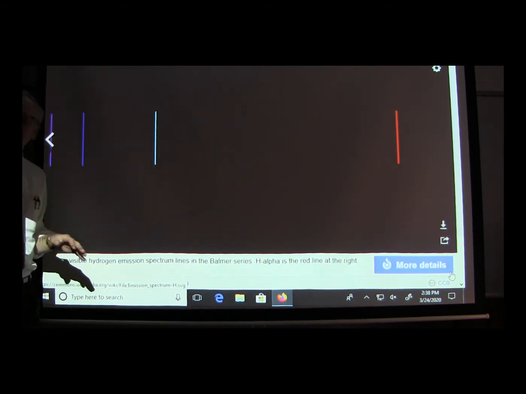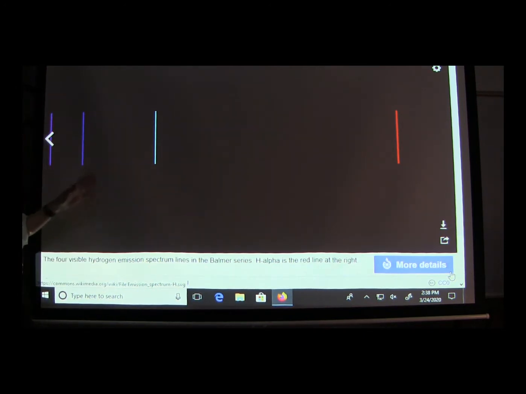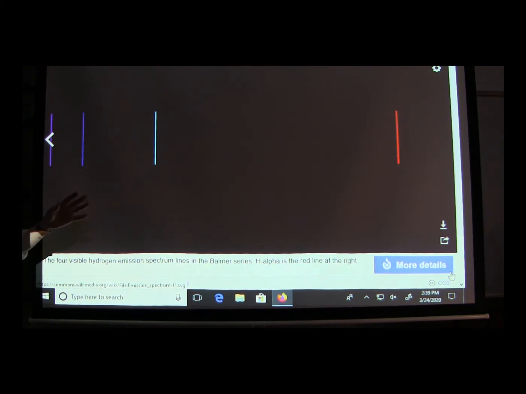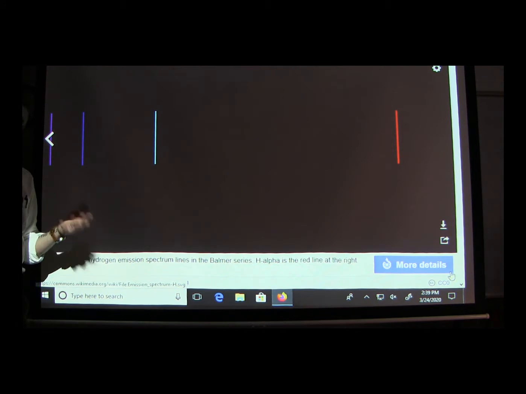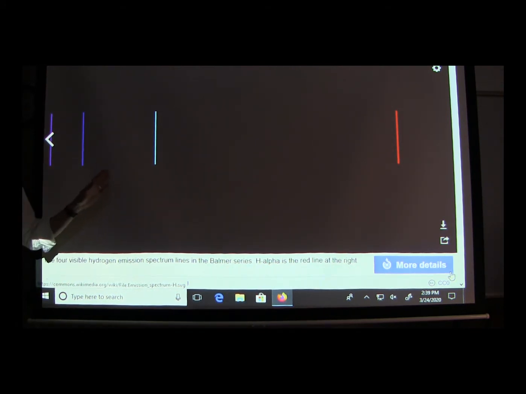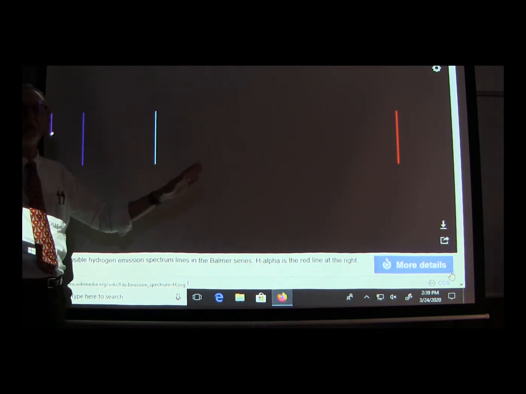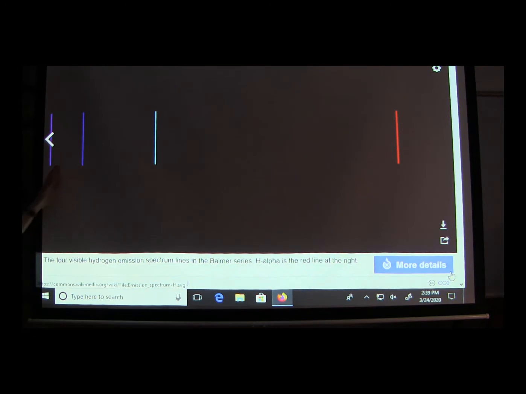Well, what's going on here? Why is hydrogen only giving off these certain colors? Well, certain colors correspond to certain wavelengths or certain frequencies of light. In terms of the photon nature of light, different frequencies correspond to different energies. So hydrogen is only giving off certain energies of light.